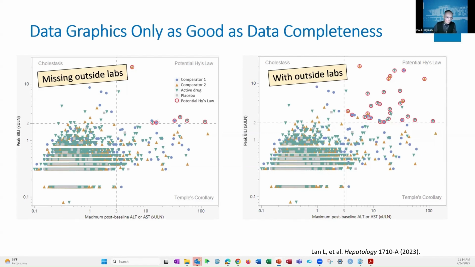So this was an application we were looking at, and we started to notice there were cases identified in the adverse events tables and narratives that we said, well, where are they? They aren't plotted up here. And so when we went back and we asked, it turned out that the outside labs were not included in the database, and such that this is what was generated. When the outside labs were included, this is what happened to Hy's law, the Hy's law quadrant. And this is a pretty stark example, so that's why I show it.